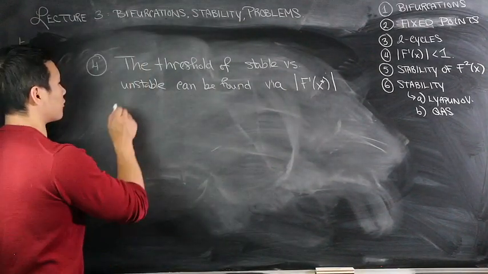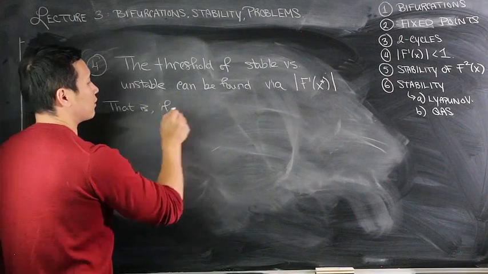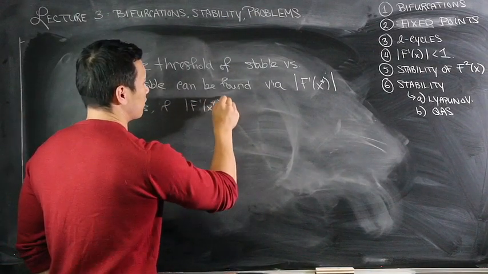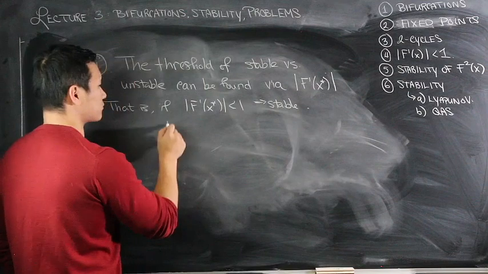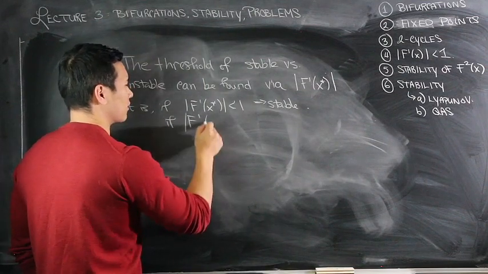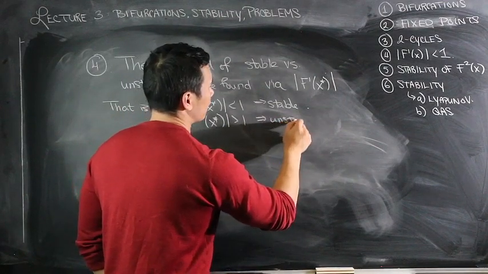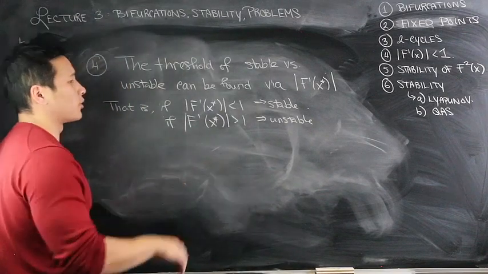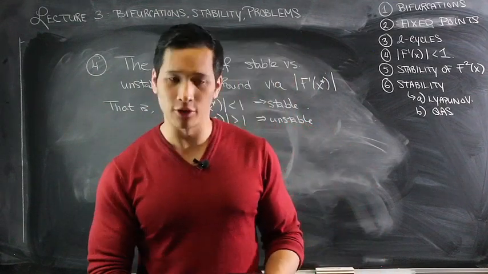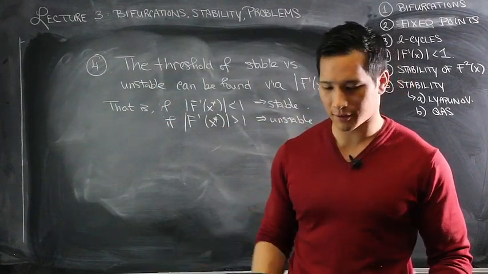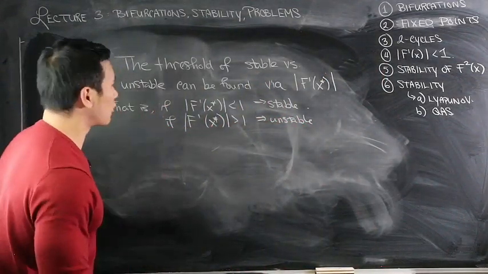Okay? So that is, if this gradient is less than 1, it's stable. If that gradient is greater than 1, you're unstable. And if it's equal to 1, then it's undetermined. You have to look a little bit more closely at the higher derivatives, or you have to do a little bit more careful analysis if it's equal to 1 exactly. Okay, let's show this.